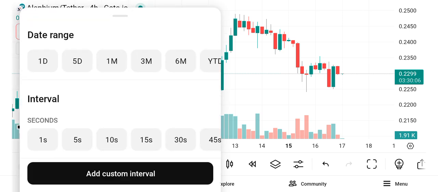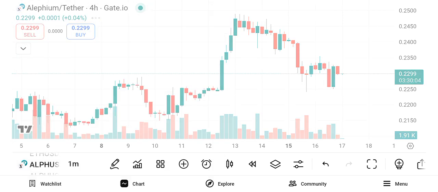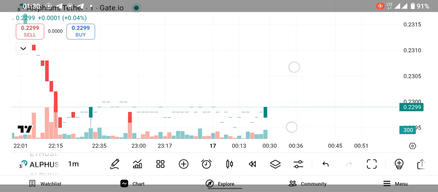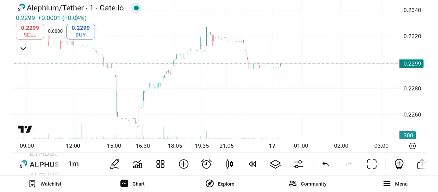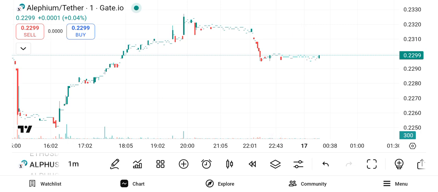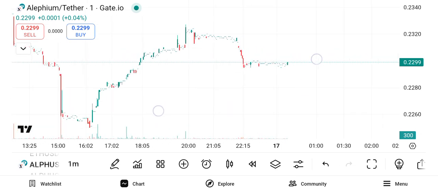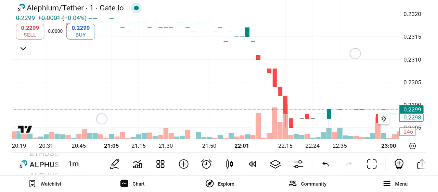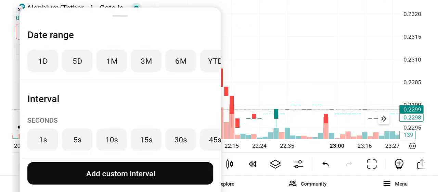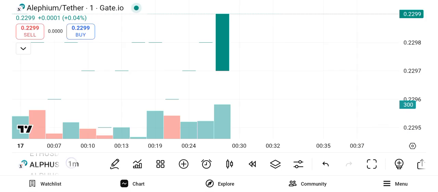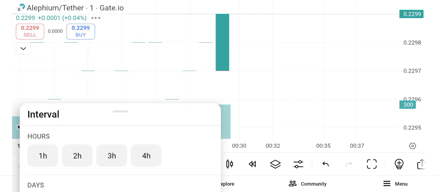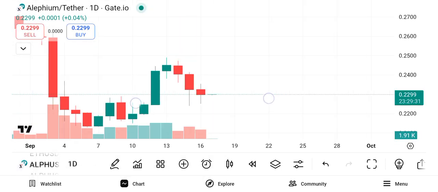So when we look at the daily chart, that's when things get very interesting. Sorry, still trying to load. Sorry, this is a 1 minute chart. I'm looking for the daily chart. Okay, there we go.